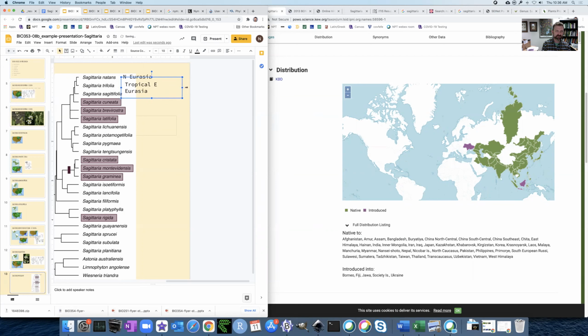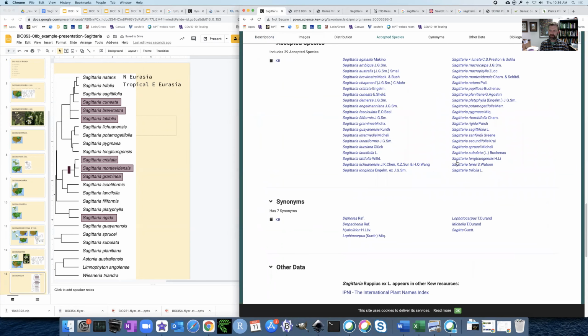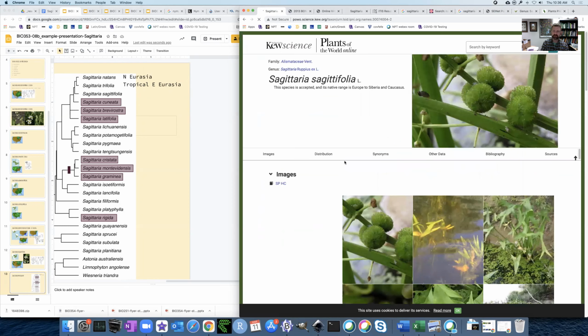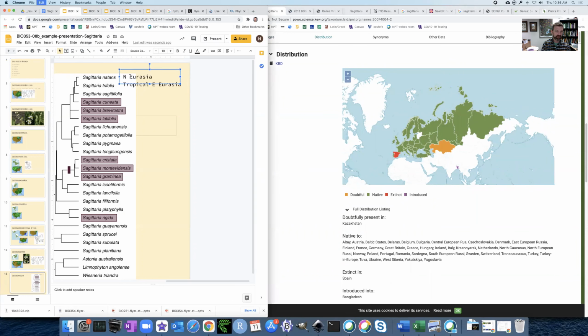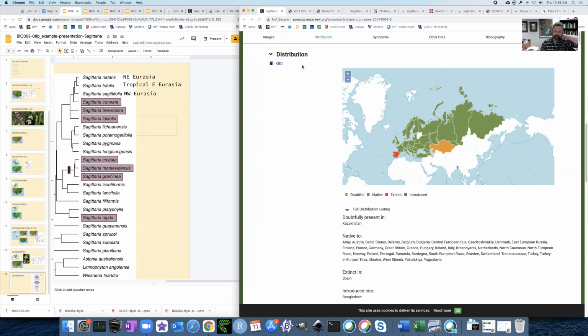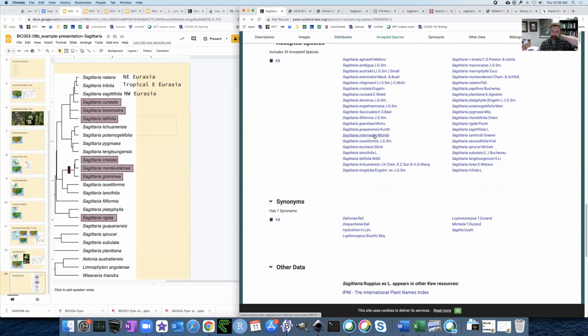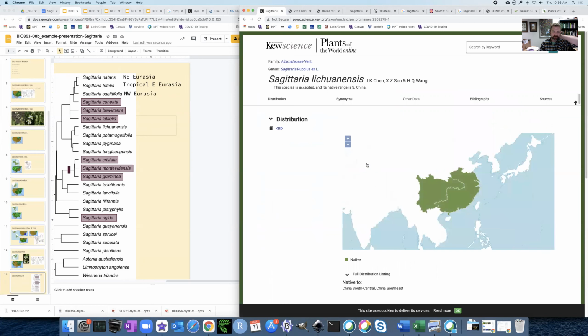All right. I'm not sure I should call it tropical, but we'll leave it on there for now. Sagittaria sagittifolia. Ooh, interesting. More like a northwest Eurasia. This one was like a northeast Eurasia. So kind of minor patterns. I don't know if that's so important. It's still Eurasia. That's useful. If we're jumping oceans, that's important.